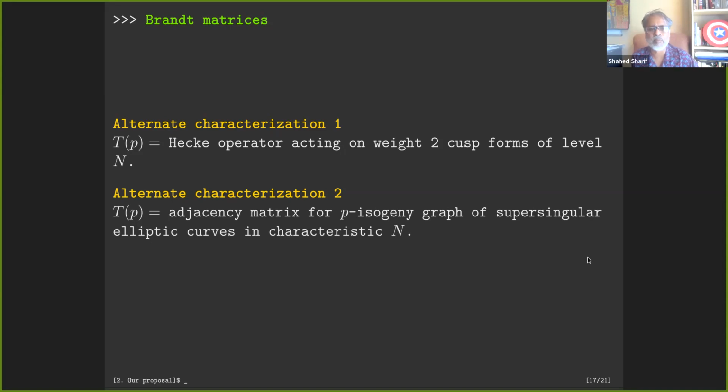So in a sense, this is actually the better characterization, because up to reordering of your basis elements, this will literally give you the same matrix. So in the Hecke operator case, you have to pick a basis first, and it's unclear what basis to pick to get the right matrix that we use.